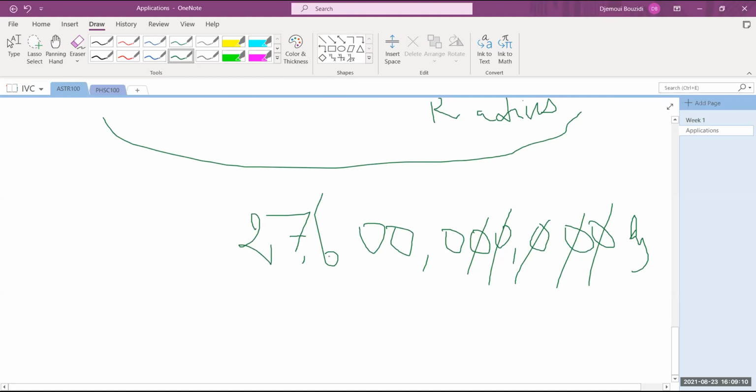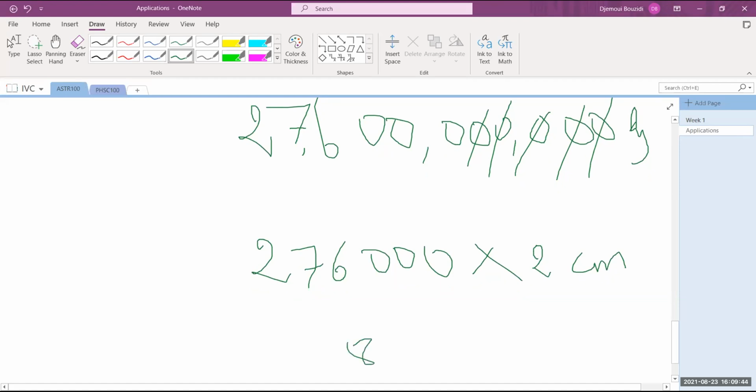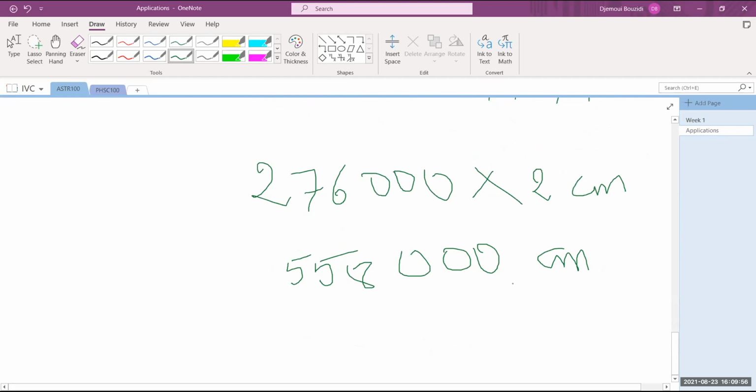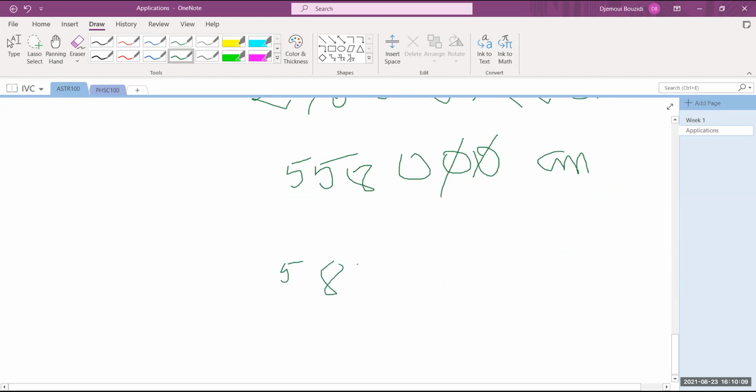And I will be left with 276,000 times. So it's 276,000 times bigger than the Milky Way, because I divided by 100,000. I have to multiply it by 2 centimeters because the Milky Way is 2 centimeters by itself. And if I do the calculation, it's going to be 552, basically, because 2 times 6 is 12. 2 times 7 is 14 plus the 1 I retained in here, that's 15. 2 times 2, that's 4 plus the 1 I retained from here, that's 5. So 552,000 centimeters. Remember, 100 centimeters is 1 meter, so it's 5,520 meters.